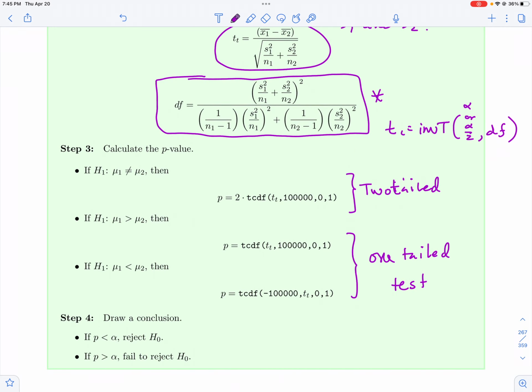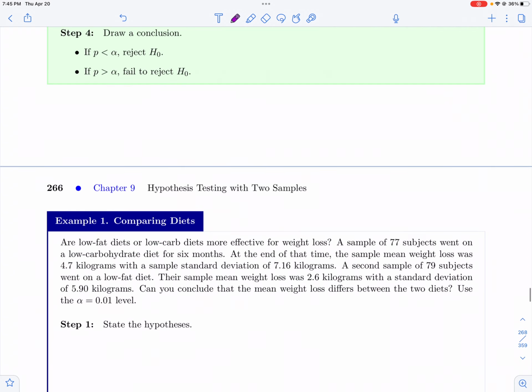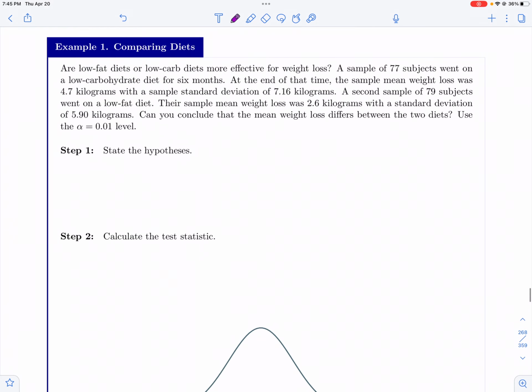These are the same again. If P is less than alpha, we reject H naught. If P is greater than alpha, we fail to reject H naught. All right, so let's take a look at an example here just to see how we do.